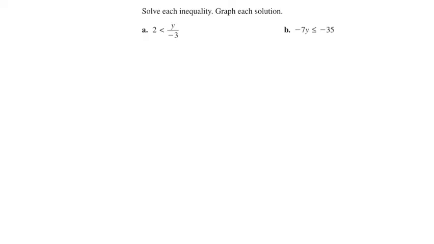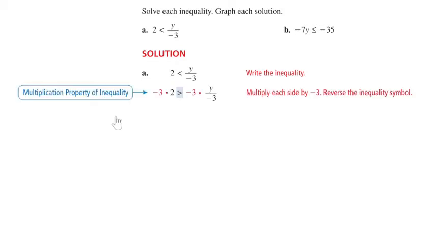In this case, we have 2 is less than y divided by negative 3. So you know you're going to multiply both sides of the inequality by negative 3. Now, we're going to use the multiplication property of inequality by multiplying both sides of the inequality by negative 3. But a really important thing that we need to do is reverse the inequality symbol.